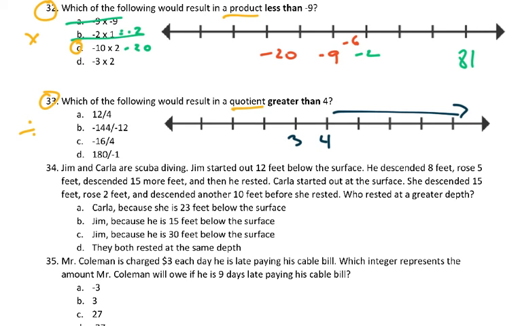144 divided by 12 is 12. And a negative divided by a negative is a positive. So we have a +12, so that is up here. So we already know that it has to be B. But let's just check real quick. -16 divided by 4 is a negative, so that would be less. So we're over here somewhere. 180 divided by -1 makes it a -180, so we're way back here. So it has to be B.